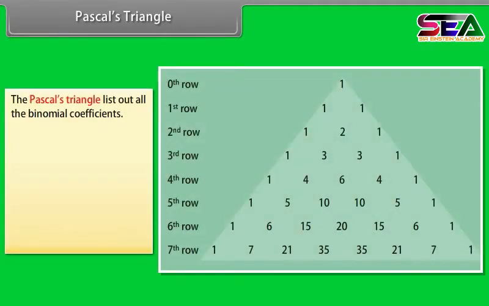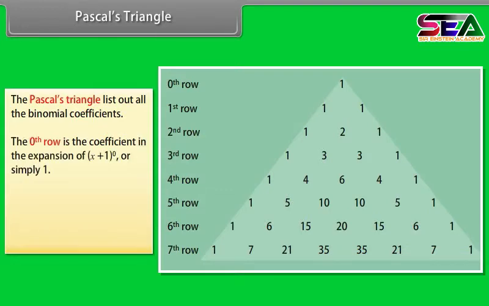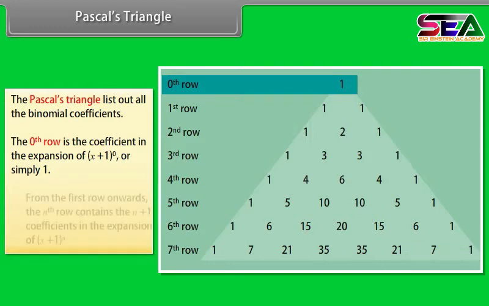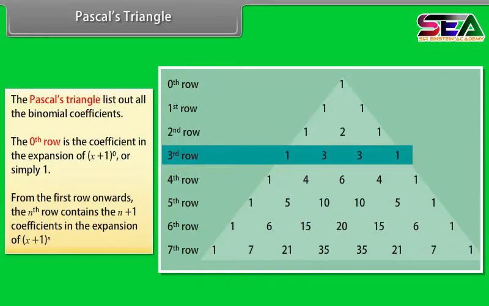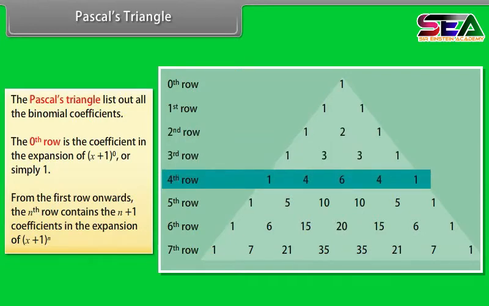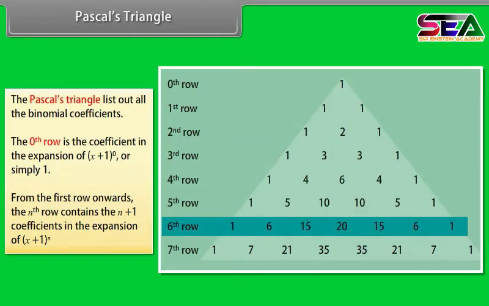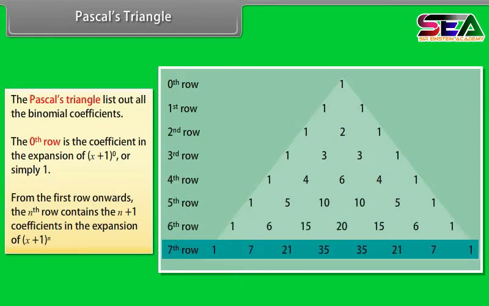Pascal's triangle. Pascal's triangle lists out all the binomial coefficients as shown in the figure given below. The 0th row is the coefficient in the expansion of (x + 1)^0, or simply 1. From the first row onwards, the nth row contains the n + 1 coefficients in the expansion of (x + 1)^n.